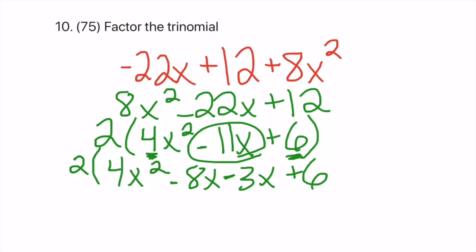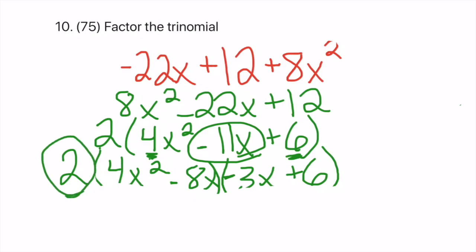Okay, so now I separate these into two binomials. So now I need to factor each binomial. So this 2 right here, I'm just going to circle to kind of remember that I need to write that in my final answer. But I'm first going to focus on this first binomial. 4x squared minus 8x. I can pull out a 4x, and I would be left with x minus 2.